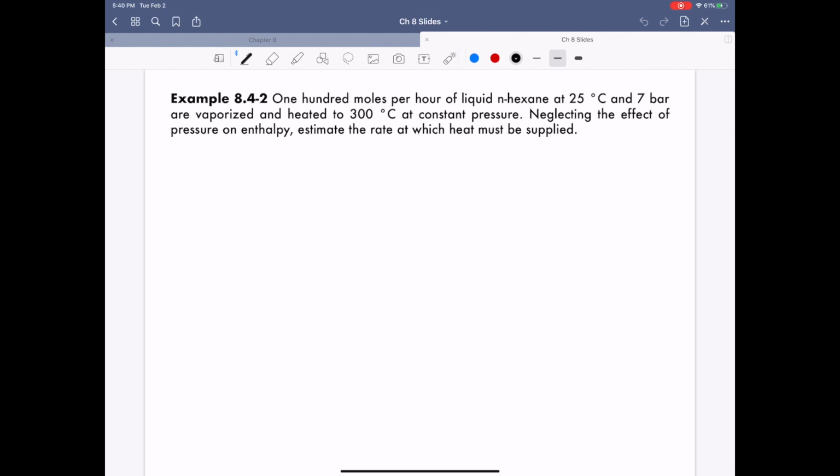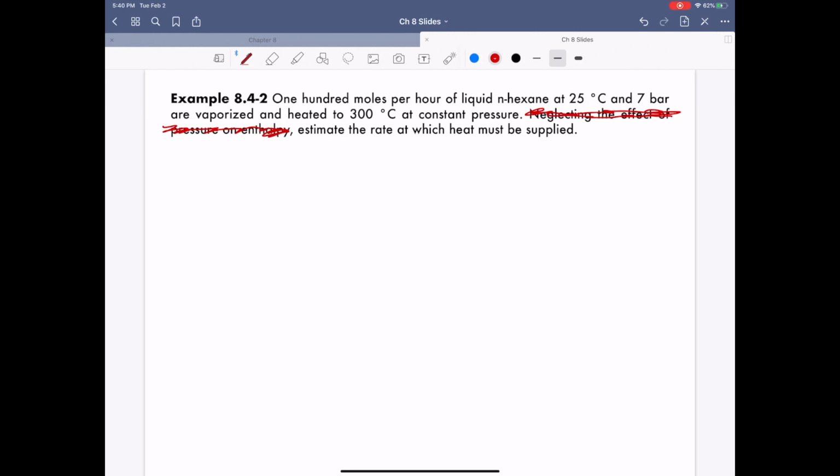For this process, we're going to estimate the rate at which heat must be supplied. Even though this example tells us to ignore the effect of pressure, let's not do that, because I actually want to show you how to account for changes in pressure for this system. Based on this modified problem statement, I want you to pause the video and draw the process flow diagram, identify a basis, and start drawing your enthalpy table as well.